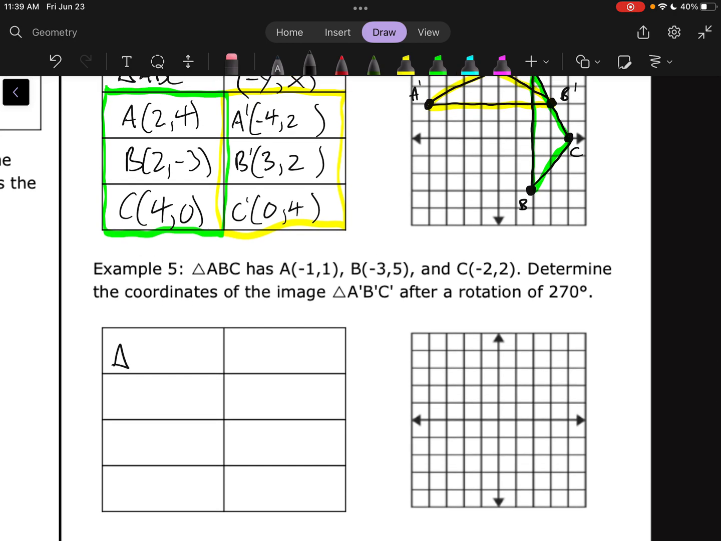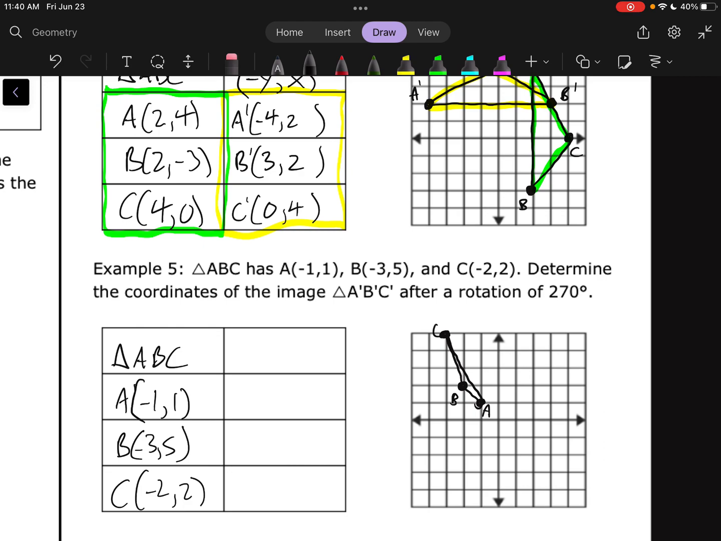So ABC, getting us started here. A is at negative 1, 1. B is at negative 3, 5. C is at negative 2, 2. So negative 1, 1. Negative 3, 5. And negative 2, 2. Real strange little triangle here. Real skinny one there.